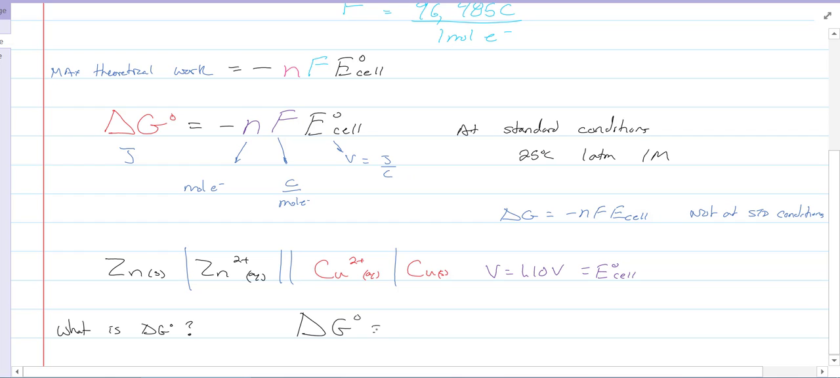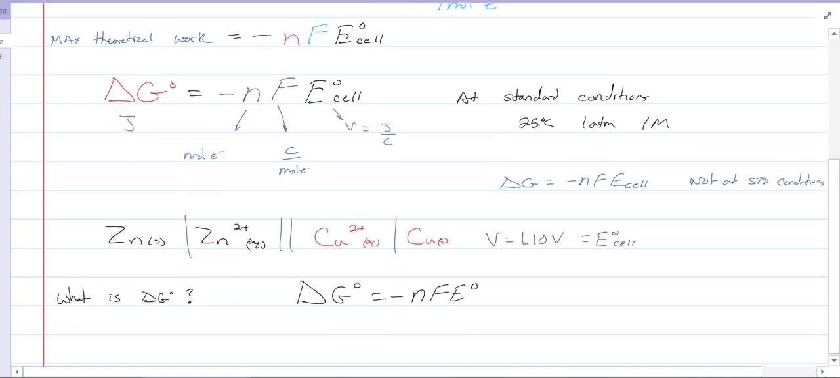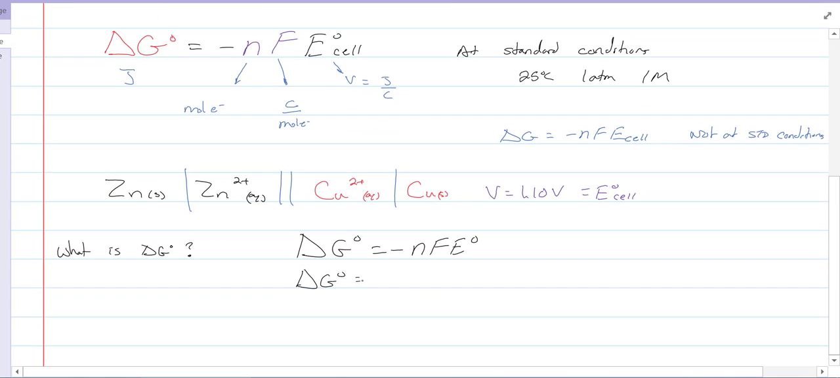So delta G standard would equal negative NFE. N, number of moles of electrons. Well, if you look, it's 2 electrons, right? Zinc goes to zinc 2 plus, and copper 2 plus goes to copper. But it's a 2 electron transfer, that's my point. So it's negative 2 moles of electrons, 96,485 coulombs per mole of electron, and 1.1 volts.